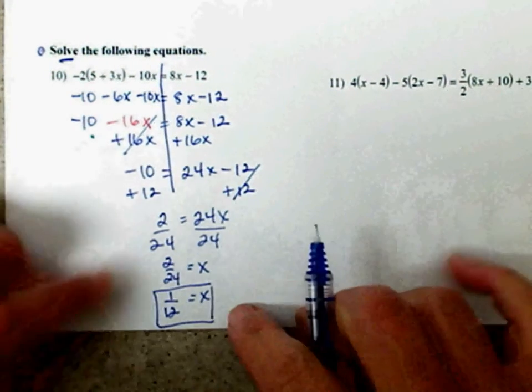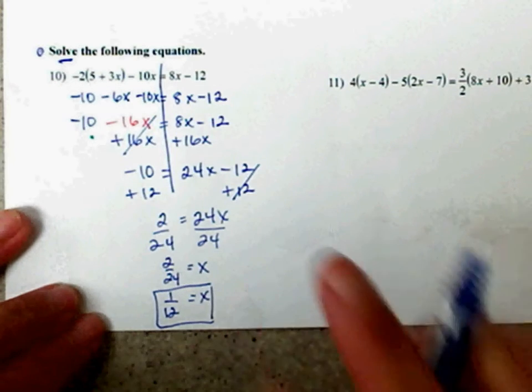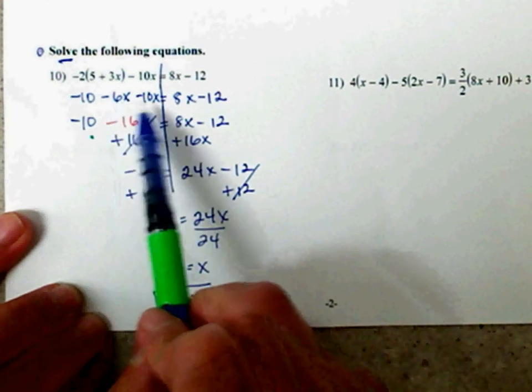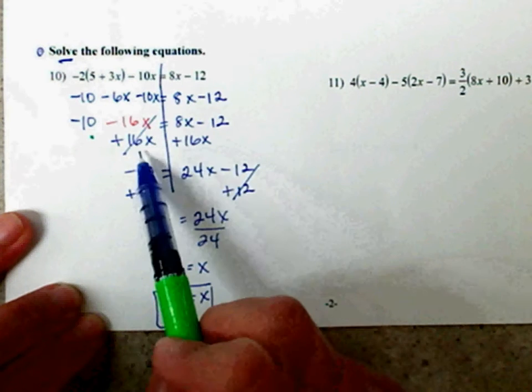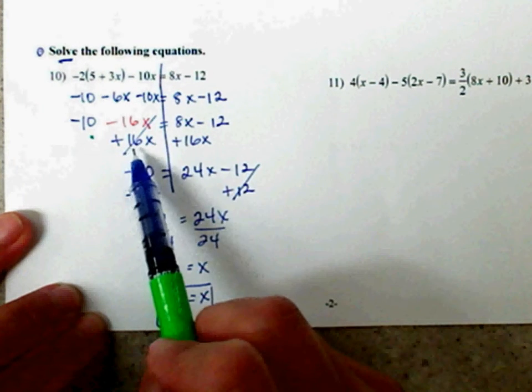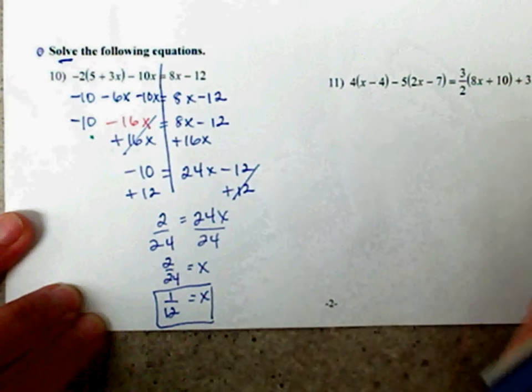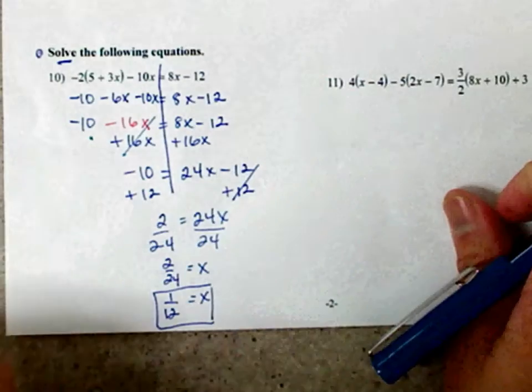You can always go back and plug it in to check your answers. Let me double check my math. Negative 10, negative 6x, negative 10x, okay? Add like terms, negative 16, that comes out to be 24. Okay, everything looks correct. Number 11.